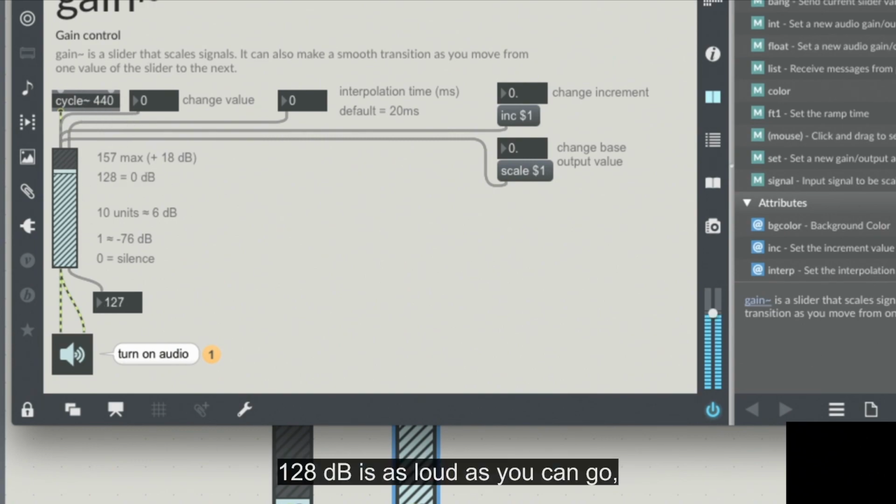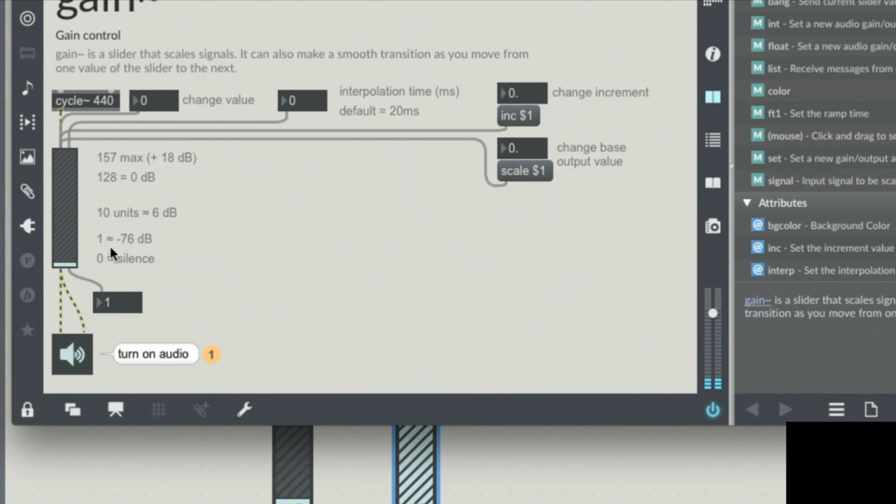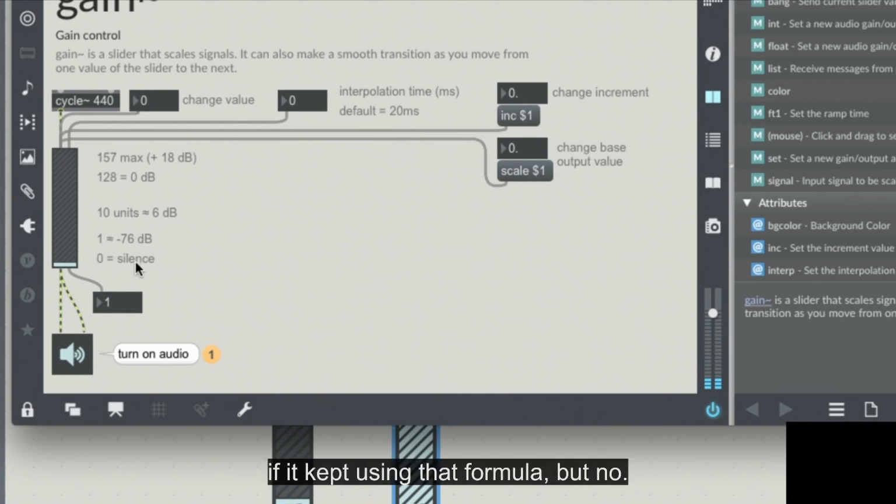So 128 is as loud as you can go, and if I go a little bit higher, you can hear that clipping. And if I go quieter, then every 10 units of this fader is going to bring us down by about 6 dBs, all the way down to negative 76 dBs when I get down to 1. And then it should be a little bit less than minus 76 dBs if it kept using that formula, but no, here's a special case, 0 equals silence.